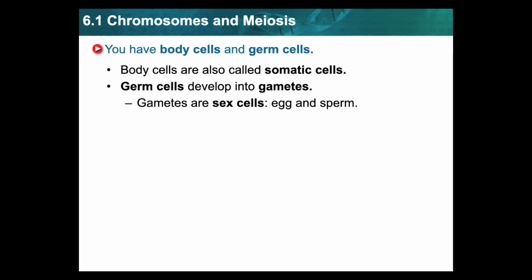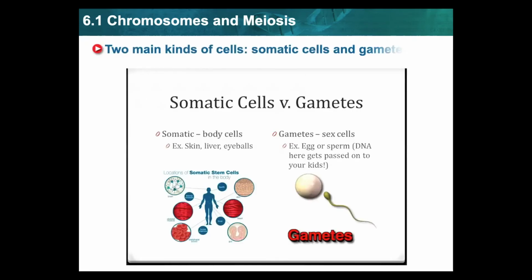Gametes are called sex cells, and these are two kinds, egg and sperm cell.